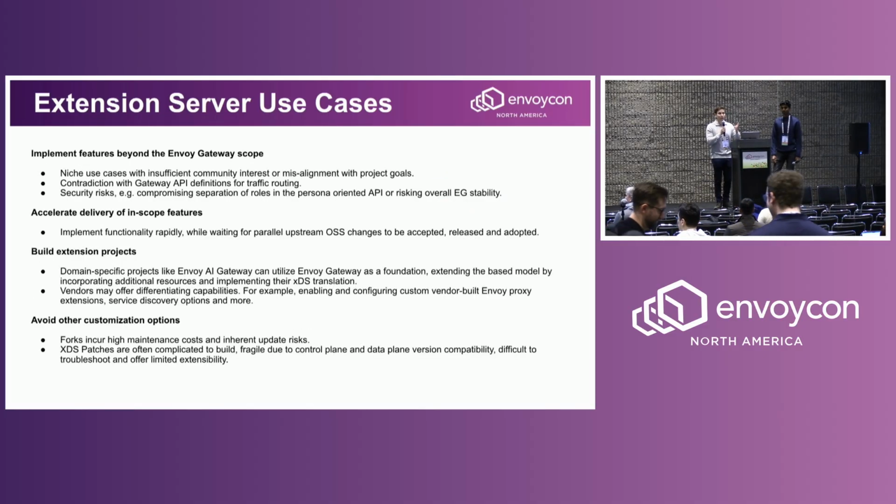So we've seen a couple of use cases for the extension server in the community. First, from time to time, there are certain features that just go beyond the scope of the Envoy Gateway project and cannot be accepted into the open source. This happens because a feature perhaps does not have sufficient community support, or it creates a certain security issue, or just contradicts with Gateway API definitions. These are some of the common reasons why we as maintainers see certain features not being accepted.